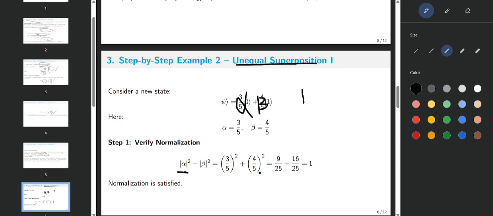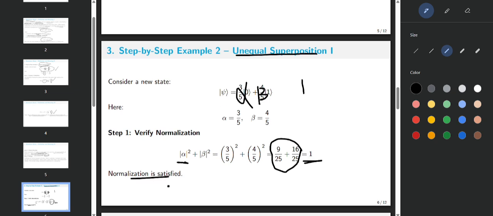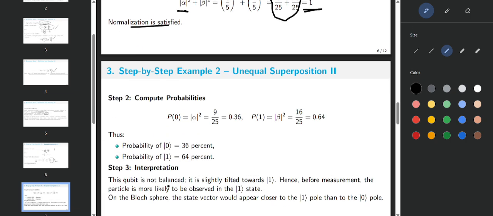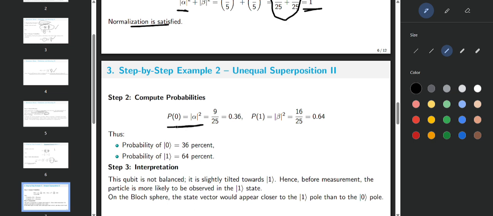But if you calculate the individual probabilities, P of 0 is mod alpha square, and you end up getting 0.36 as the result. If you calculate the probability P of 1, you end up getting 0.64.